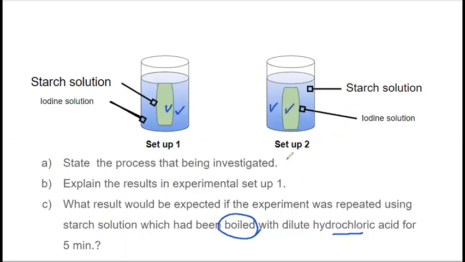The reason for this is that boiling starch with hydrochloric acid would hydrolyze the starch into simple sugars, like breaking down the complex sugar into simple sugars such as maltose or glucose, etc. These simple sugars would diffuse through the Visking tubing because they are simple sugars, but they will show no color change with iodine solution because it's not starch anymore.